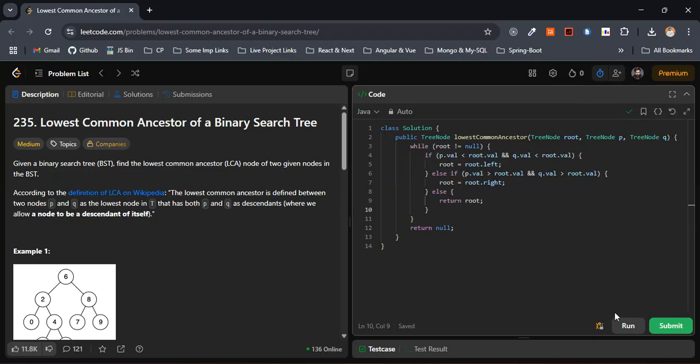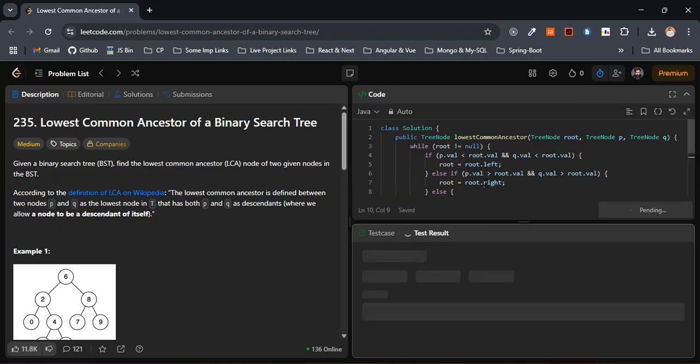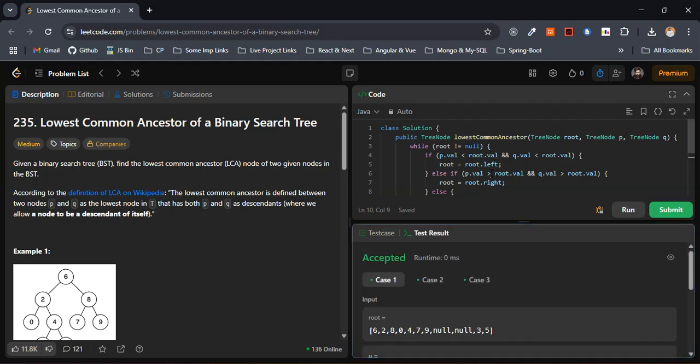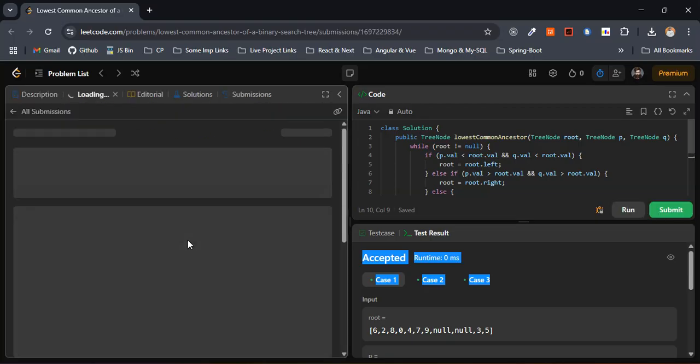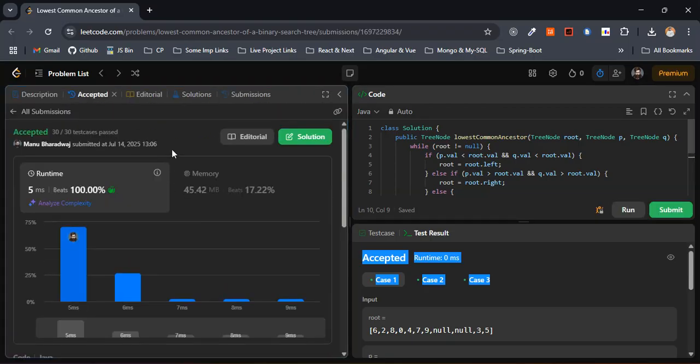So this is it for the code. Let me hit the run button. This is very simple. Anyway, we are going with the iterative solution rather than the recursive solution. Here you can clearly see the sample test cases are getting passed. So let me hit the submit button now. Here you can clearly see all the test cases are getting passed, meaning the code works absolutely correctly in this case.